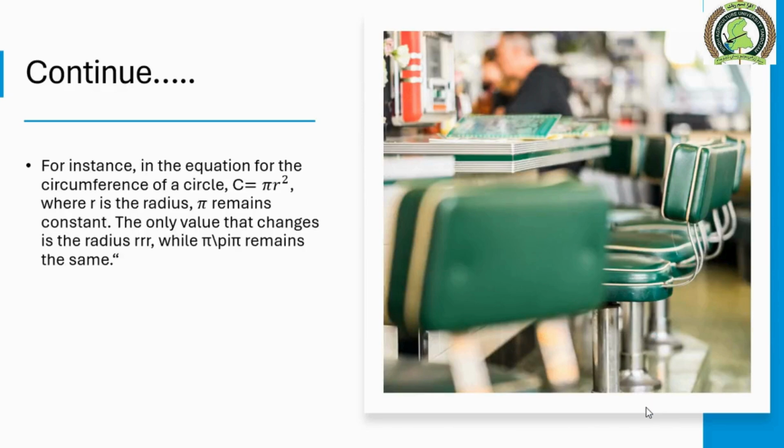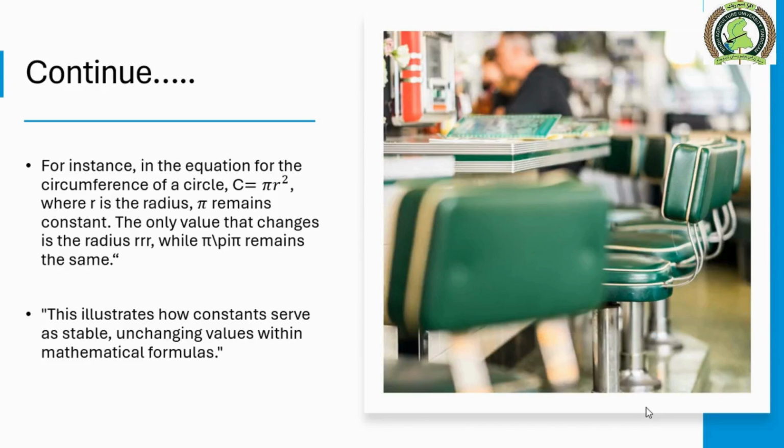For instance, in the equation for the circumference of a circle, C equals 2πR. It's not a P, it's a pi. R is the radius, and pi remains constant. The only value that changes is the radius R, while pi remains the same. This illustrates how constants serve as stable, unchanging values within mathematical formulas.